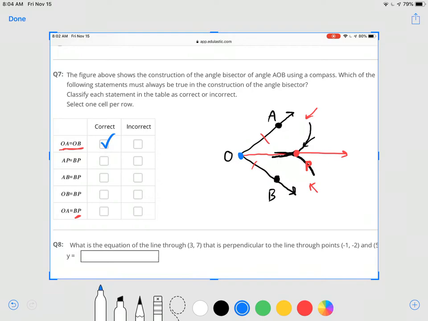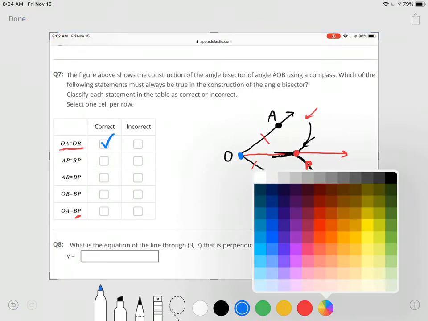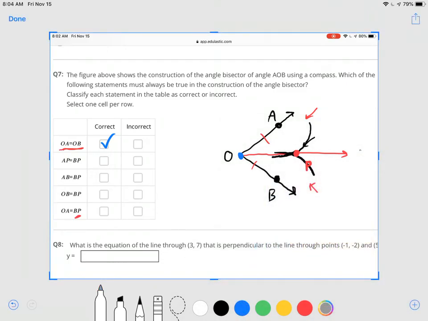The next one is that AP has to be congruent to BP. They're saying that this distance has to be the same as this distance. And that's what I alluded to earlier: we're purposely drawing these circles the same size. So this circle in green has to be the same as this circle in green. Then of course this being a radius of that circle and this also being a radius of the circle means that they have to be congruent.